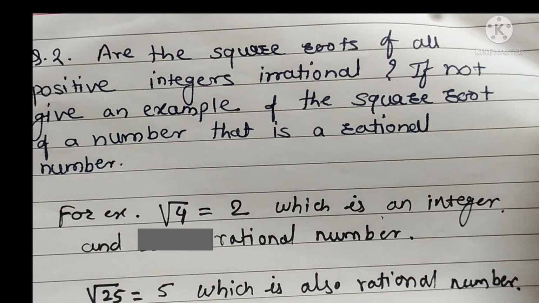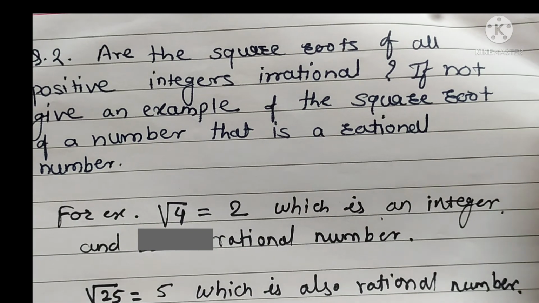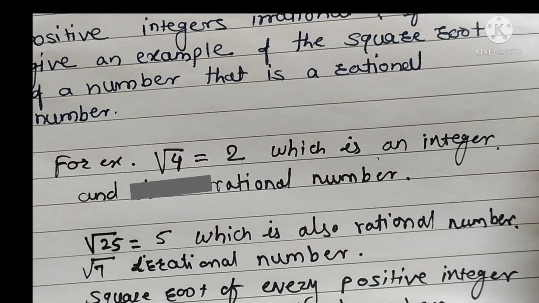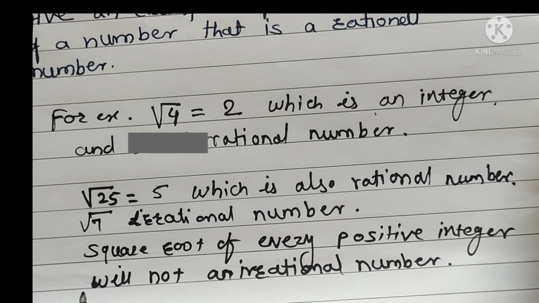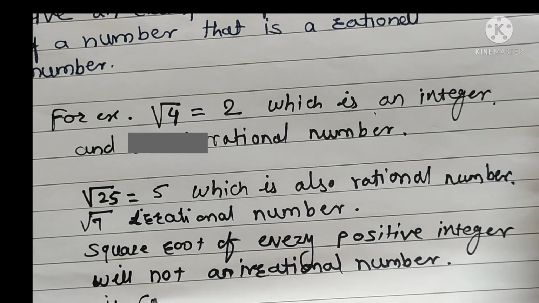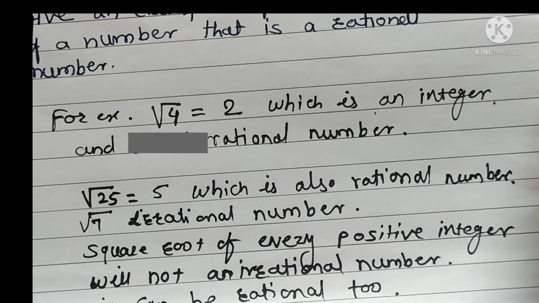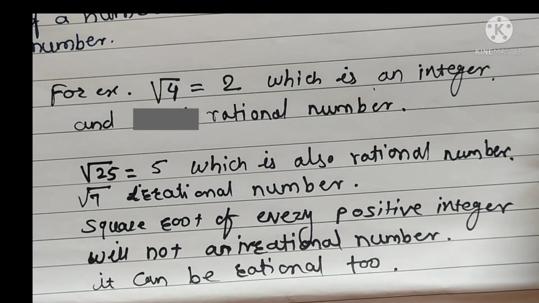It is not necessary that the square root of every positive integer will be an irrational number. In the case of root 7, when we find the square root of 7, it is an irrational number, meaning root 7 is an irrational number. By observing the above examples, we can write that the square root of every positive integer is not irrational. It can be rational too.